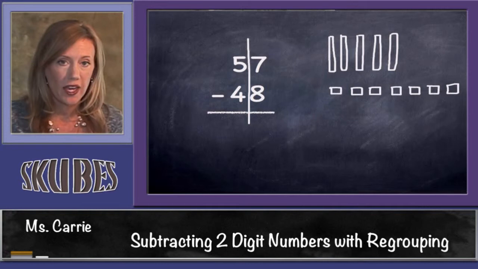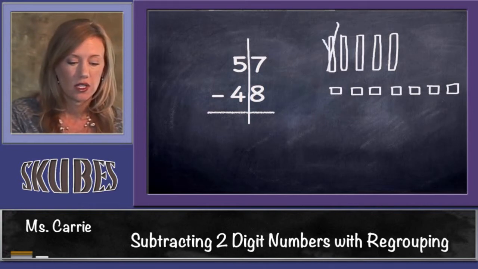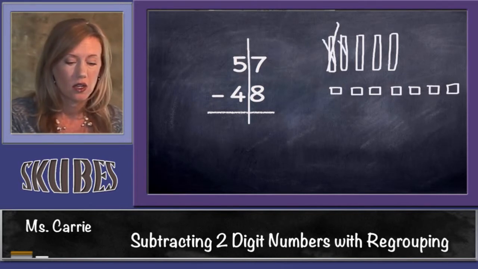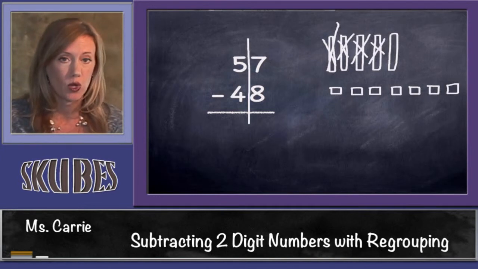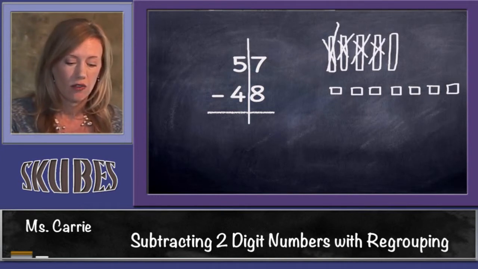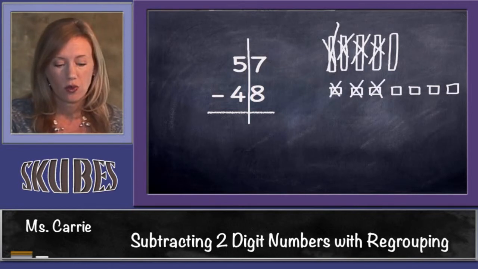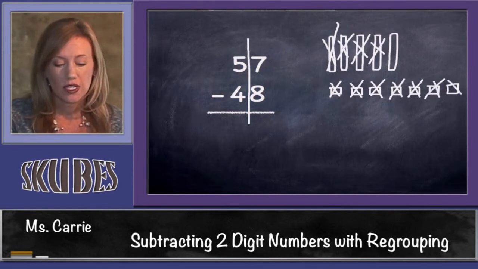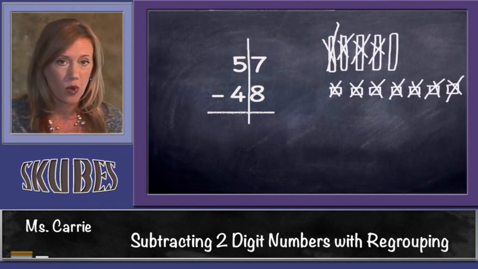Now we need to take away 48. I'm going to take 10 away here. That's 10. I'm going to exit out. That means I'm taking it away. So that's 10, 20, 30, 40, but I need to take away 48. So I'll say 41, 42, 43, 44, 45, 46, 47. Well, we run into a problem here because there aren't enough ones.